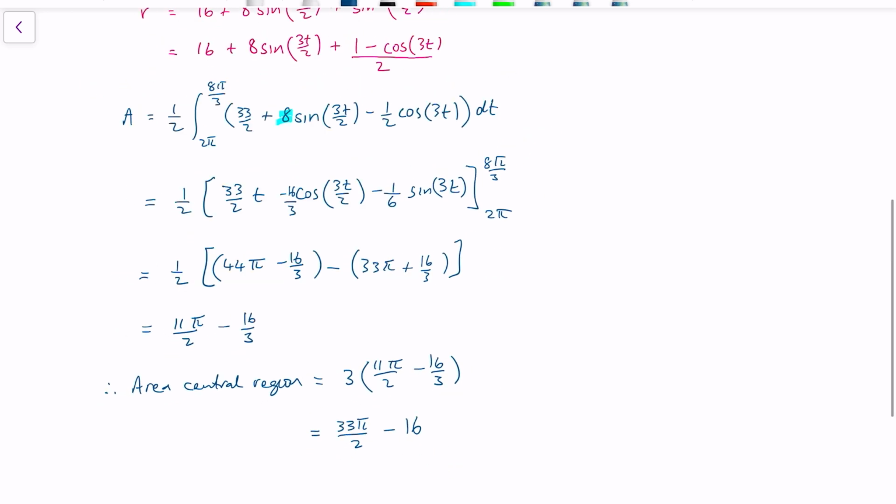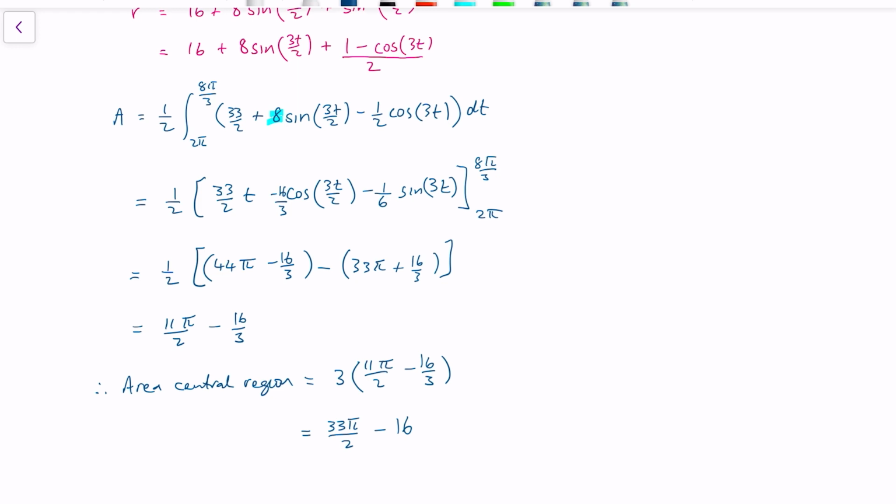Alrighty, now if we repeat that for the other one, and I'll leave you to check it, it's exactly the same antiderivative, we're just subbing in different limits. You will get to the same answer of 33 pi over 2 minus 16.